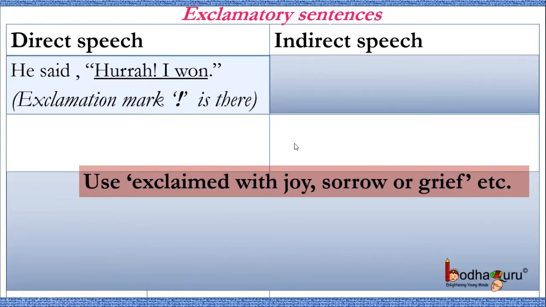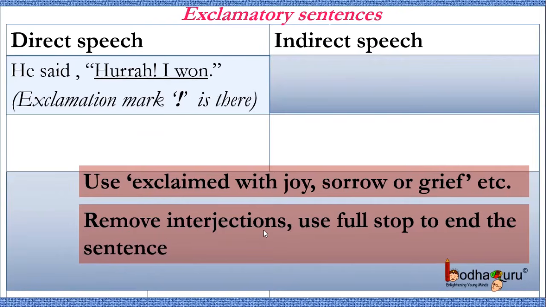First of all, instead of the given reporting verb, we have to use exclaim with joy, sorrow or grief, etc., based on the feelings described in the spoken words. Second thing, we remove all the interjections and use a full stop to end the sentence. Here, hurrah is an interjection and we have to remove this word when we change this sentence into indirect speech.